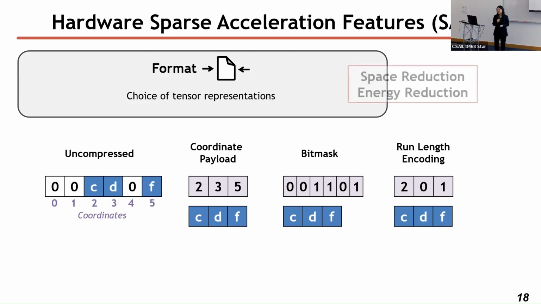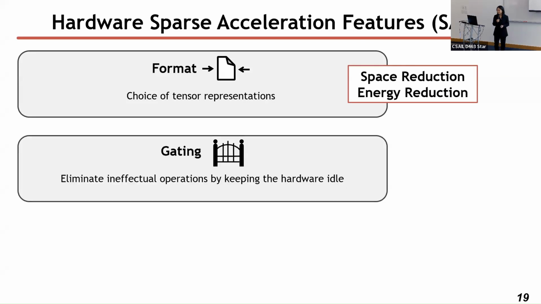In general, having a special representation format can help us to reduce the required hardware capacity and can also help us to reduce the energy consumption because we don't need to access the zero values anymore in our storage. The second sparse acceleration feature is called gating, which is related to the fact that we can eliminate ineffectual operations by keeping the hardware unit staying idle.